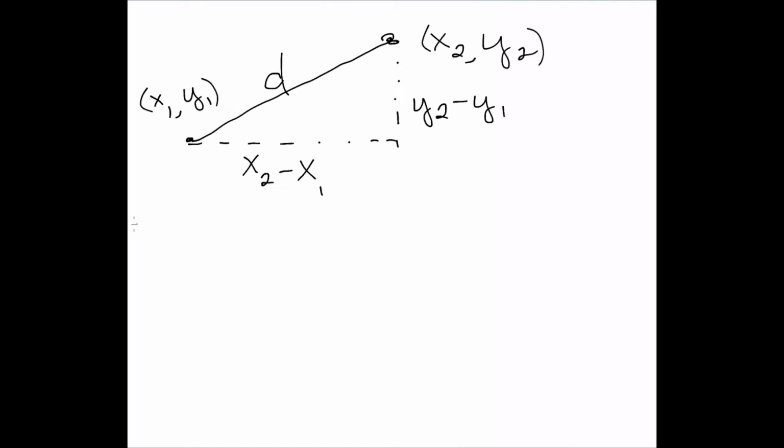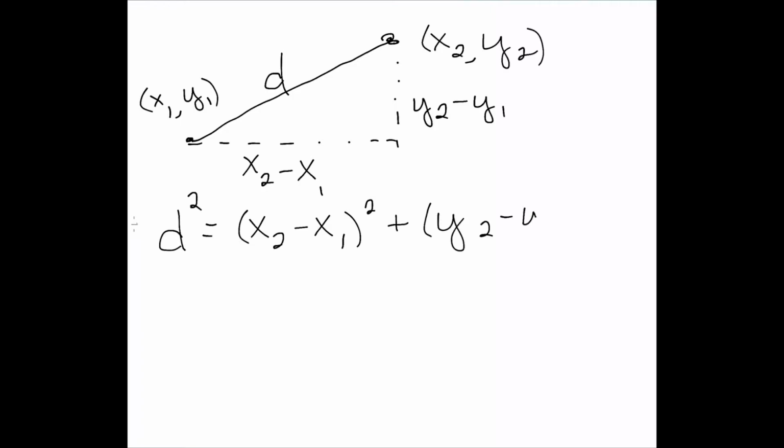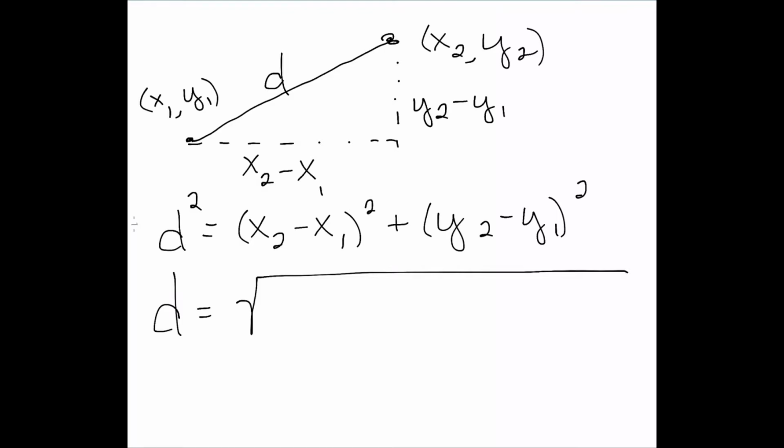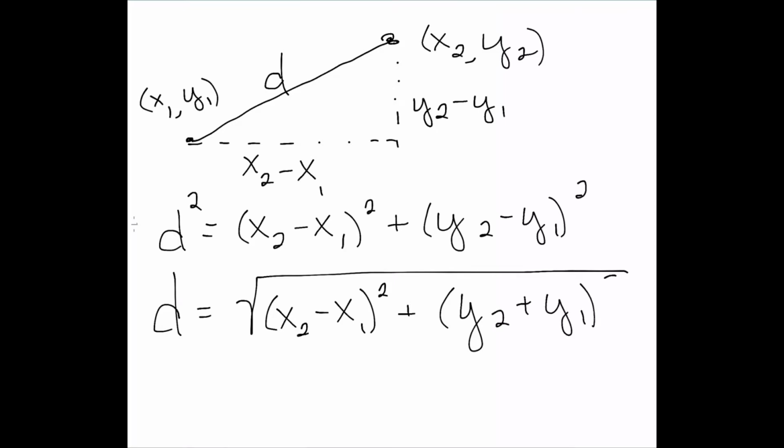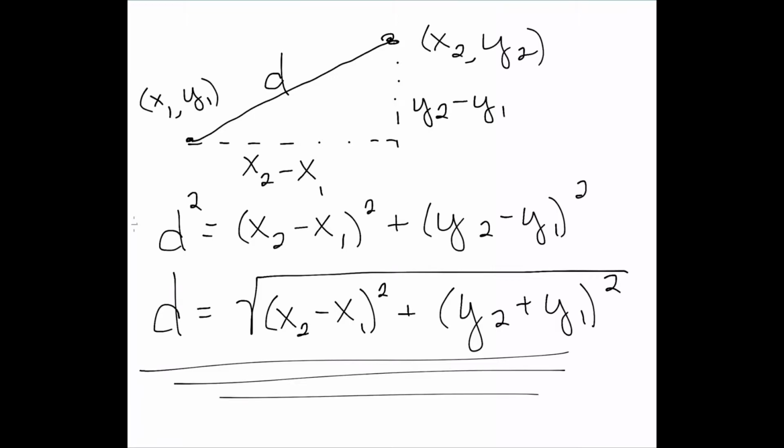The Pythagorean theorem says that the hypotenuse squared is equal to each of the legs squared. So x2 minus x1 squared plus y2 minus y1 squared. We can take the square root of both sides, and we don't have to worry about the negative square root here since distance is always positive. And we get this equation. The distance is the square root of x2 minus x1 squared plus y2 minus y1 squared. And this right here is our actual formula for distance.